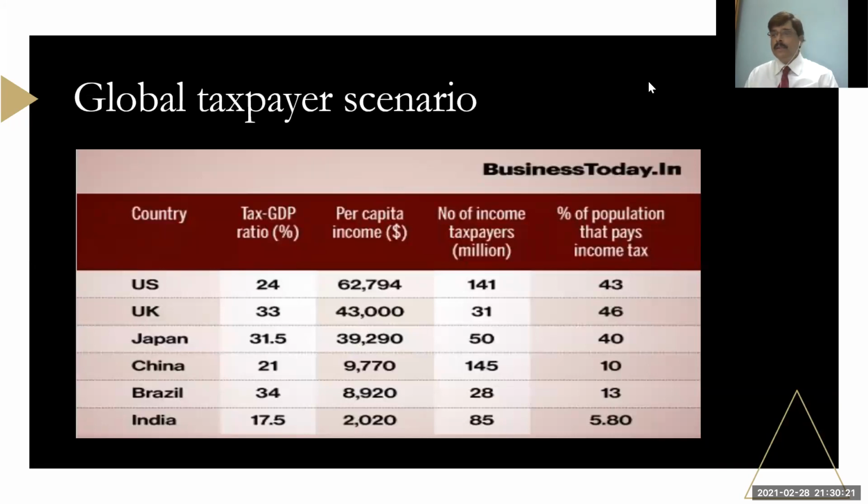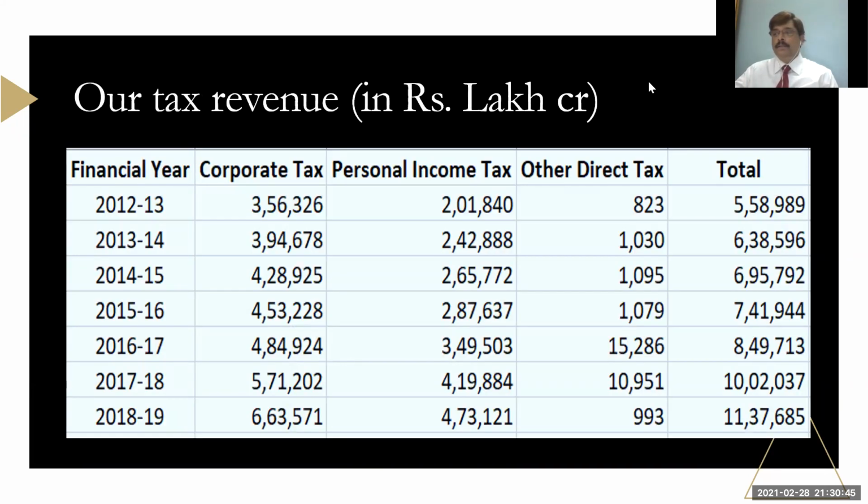Let's look at the global scenario, where many countries have a higher percentage of population paying taxes compared to India. If you see here, India is roughly around 5.8, whereas in other countries it is in double digits. See, here is our tax revenue. This is the amount which the government is collecting. Government tax revenue is increasing over the period. If you look at the table here, from 5,58,989 crore to 11,37,685 crores, which is almost doubled.